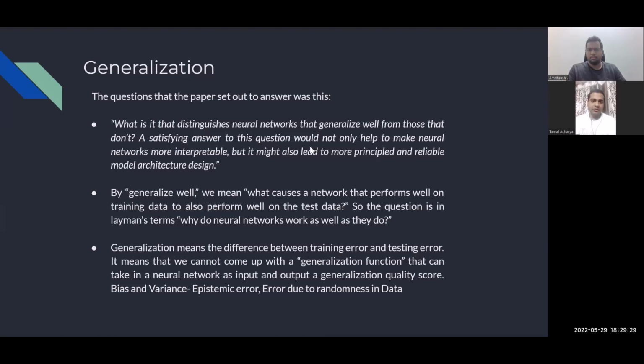So these three questions: what is it that distinguishes a network that generalizes well from those that don't? So you get a very good model that is generalizing perfectly. You also have a model which is not doing well. Now, what distinguishes that? It is mainly because you have tweaked the architecture with a good architectural design, and you make your model more interpretable in the sense that you know where you are tweaking. That means you will be able to explain why your model gave a good result. That is a very important thing.